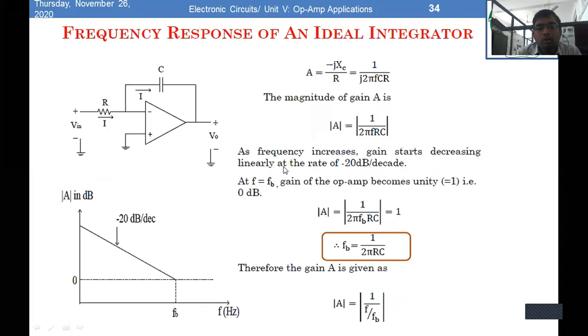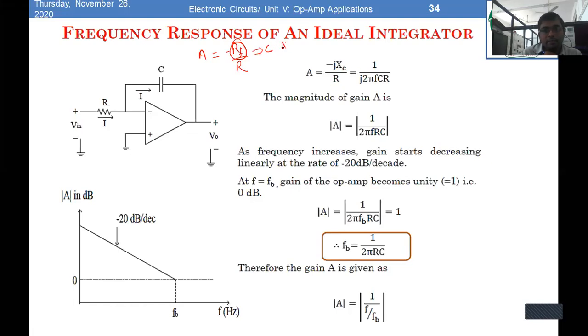Now, we can also represent the frequency response of the ideal integrator in terms of the relationship between gain and frequency. So this is the same circuit that we have seen in the first slide. You can define the gain similar to the inverting amplifier. As per the gain formula of the inverting amplifier, minus Rf upon R, here Rf is replaced by the capacitor. So it would be minus the reactance offered by the capacitor, minus j Xc upon R.